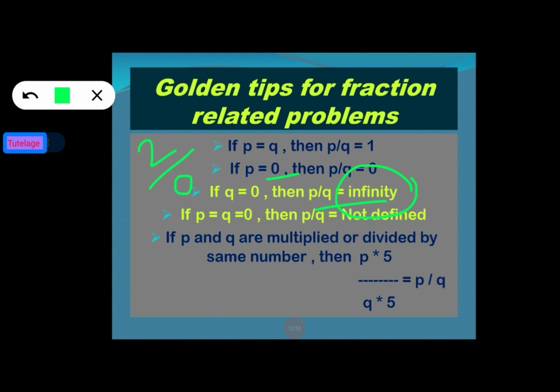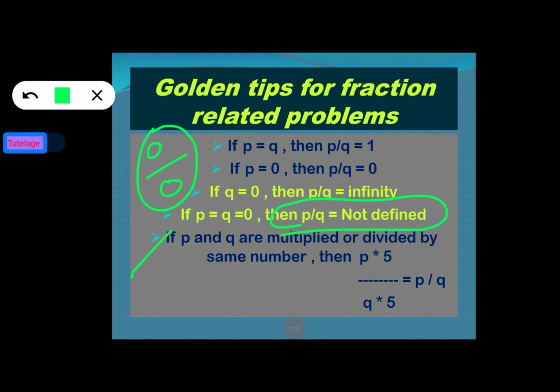Now going to the fourth one, that is if p and q are both equal to 0. We have already told q is not equal to 0 in the fraction, but for the fourth condition, p equals q equals 0, the fraction is 0 by 0, that is not defined. I think this is clear. Now going to the last one, the last golden tip for fraction related problems.